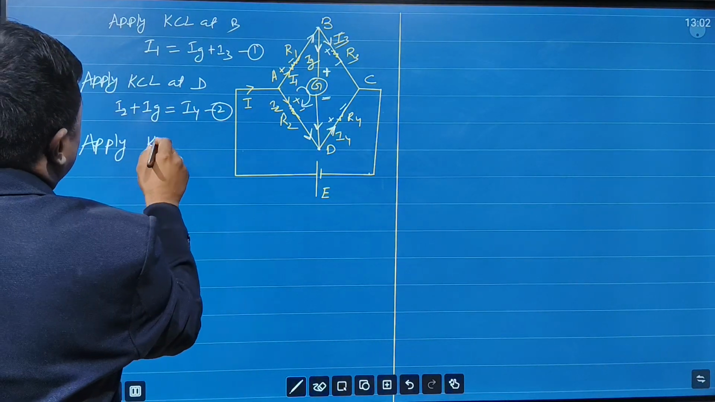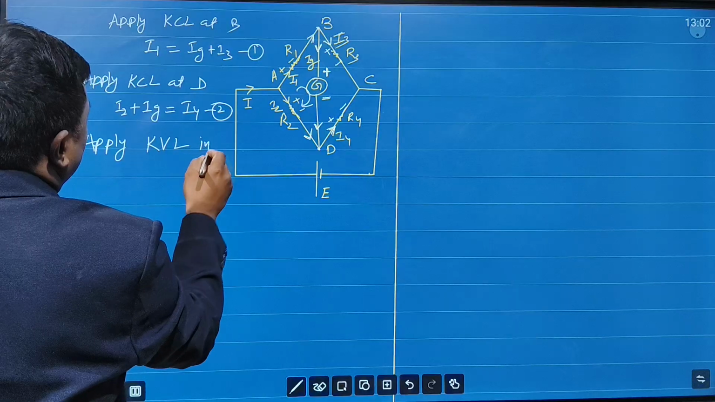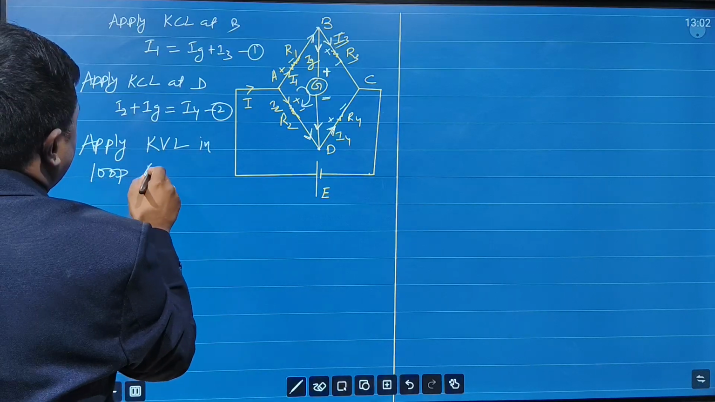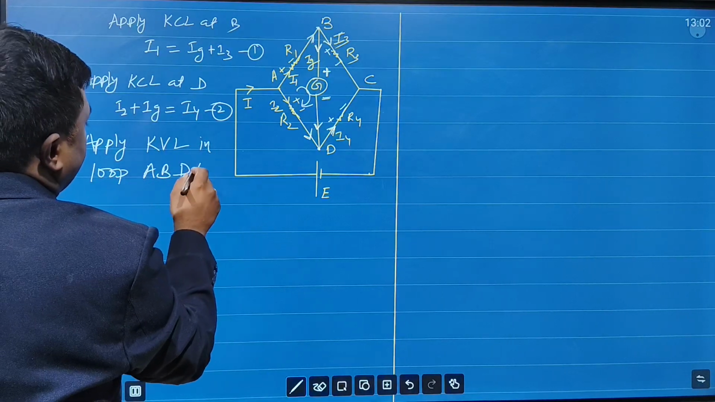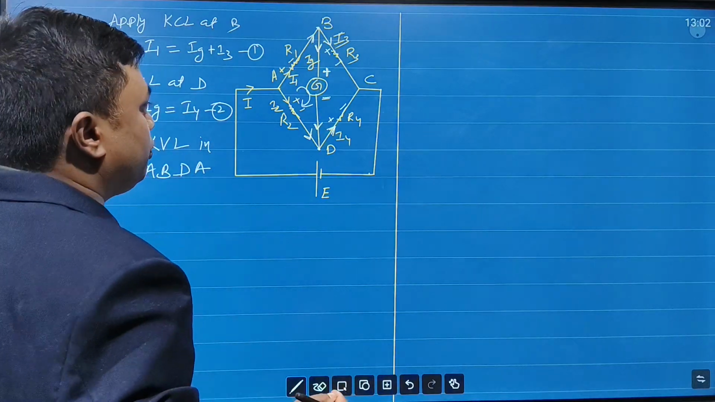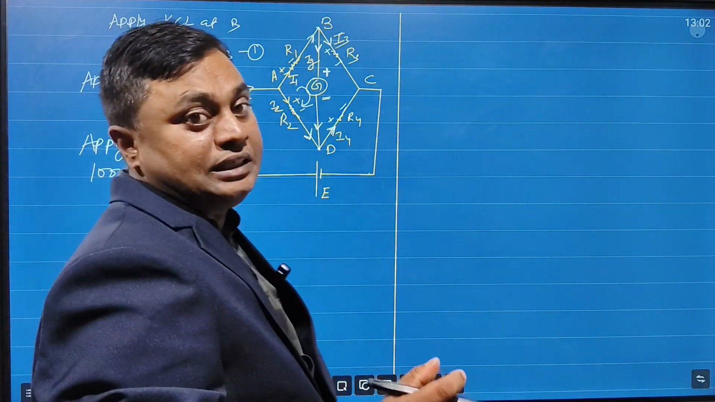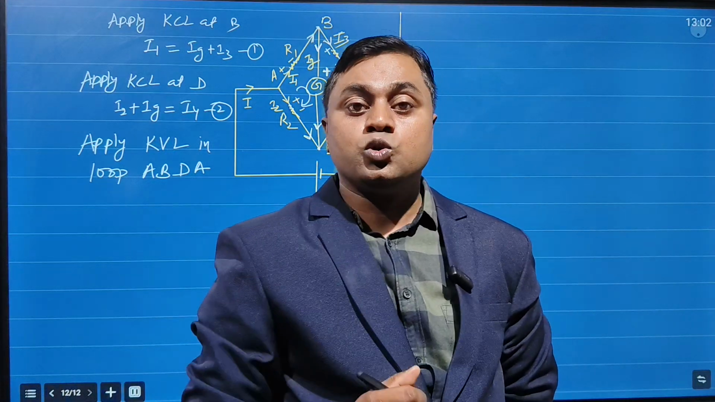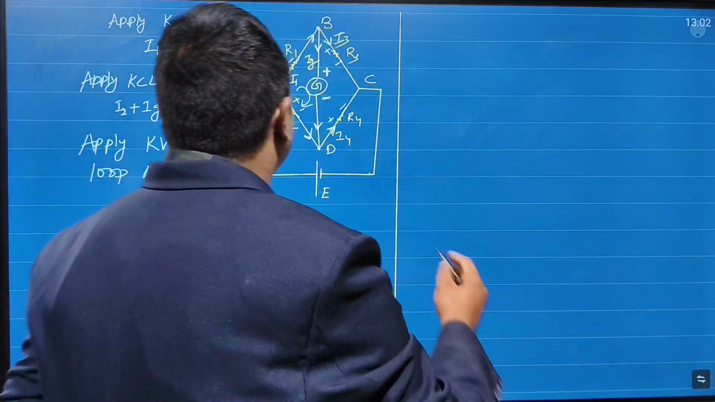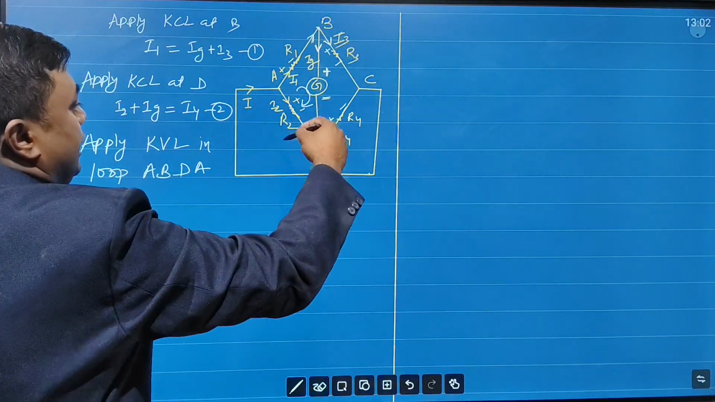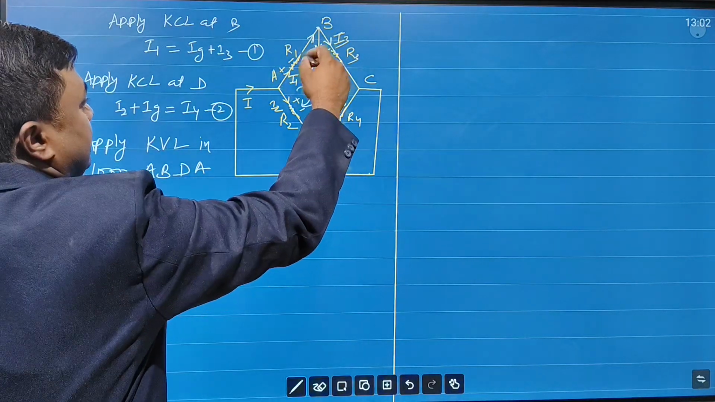Apply Kirchhoff's voltage law in the loop A, B, D, A. What is Kirchhoff's voltage law? The sum of all potentials and EMF in a closed loop is 0. Okay. So you see in this loop A, B, D, A.